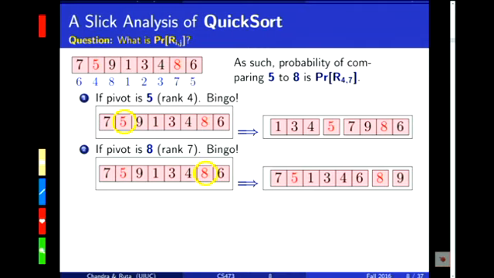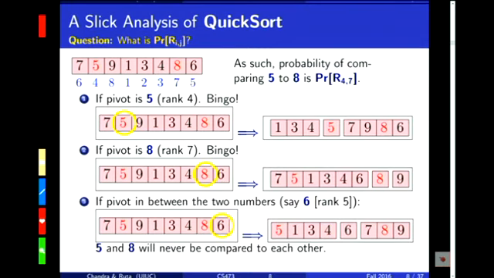What if it is 6? Do I compare them? In this round, do I compare them? Do I compare them ever? No. Why? Because they go to different subproblems. Because 5 is smaller, 8 is bigger, they go into different subarrays. And when I recurse on the different subarrays, they are never going to be compared because they are in different problems. Right? So what is the conclusion?